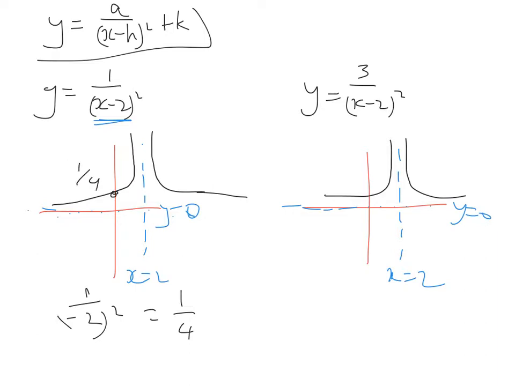If we do the same thing with the other graph, we end up with 3 over negative 2 squared, which ends up being 3 over 4. So this is our point here of 3 over 4. So while they look the same, and like I said, we could have drawn them identically, you've got to put a point in just to show that they are different graphs, that they do look different.